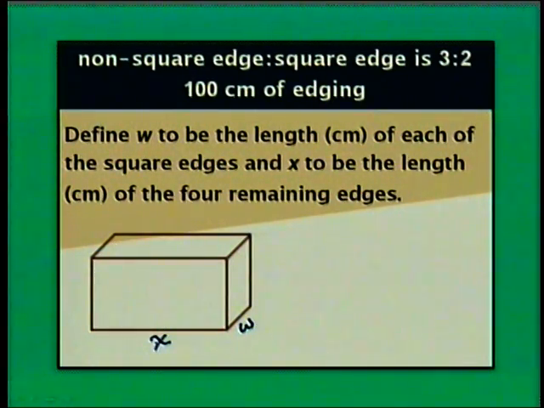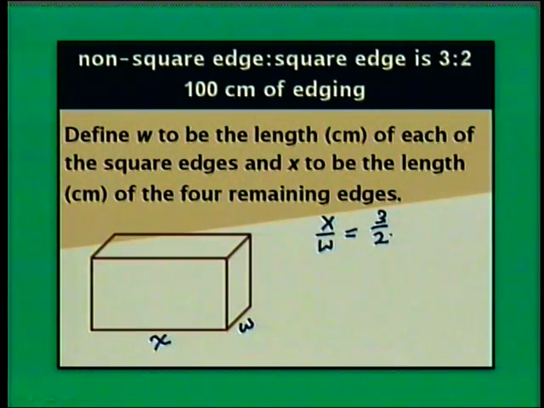Now we were told that the ratio of the non-square edge length to the square edge length is 3:2. Remember what ratio means? It means fractions. And when we have two fractions that are equal to each other, that's called a proportion. We have the proportion that the ratio of X to W is the same as the ratio of 3:2. This does not look like a linear equation to me. But you remember how we solve proportions?